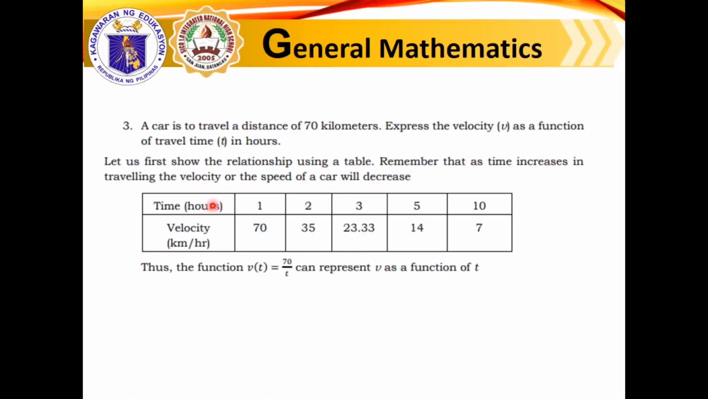So we have also two components, the time and the velocity. Time is in terms of hours. So we have 1 hour, 2 hours, 3 hours, 5 hours, and 10 hours. And the velocity, which is in terms of kilometers per hour, is as follows: 70, 35, 23.33, 14, and 7. Based on the table, we can conclude that the function v of t equals 70 over t can represent v as a function of t.